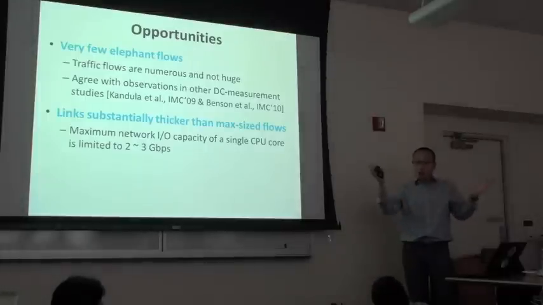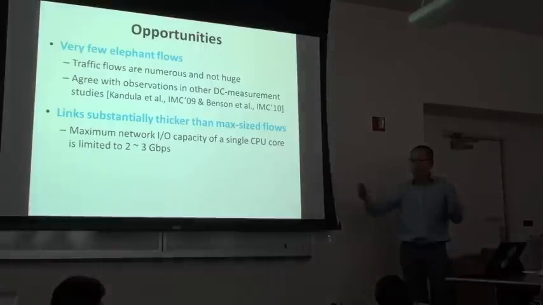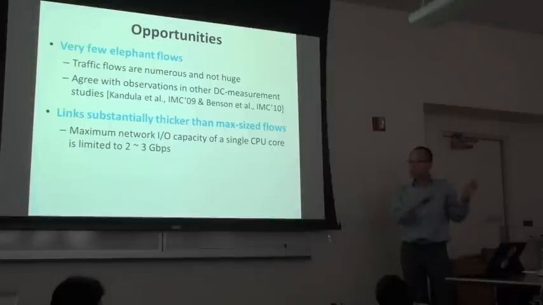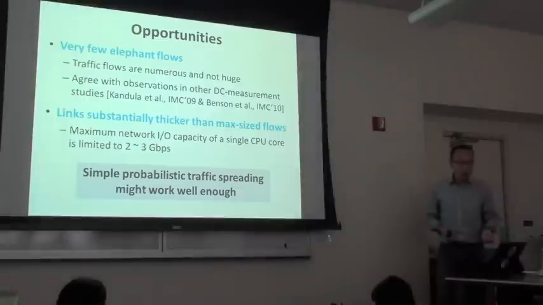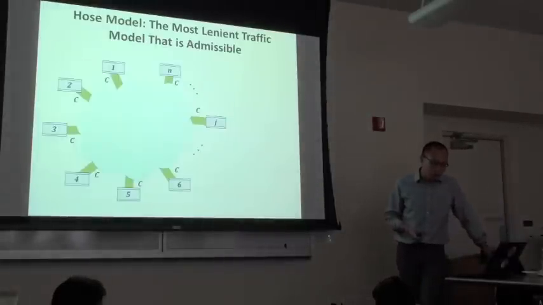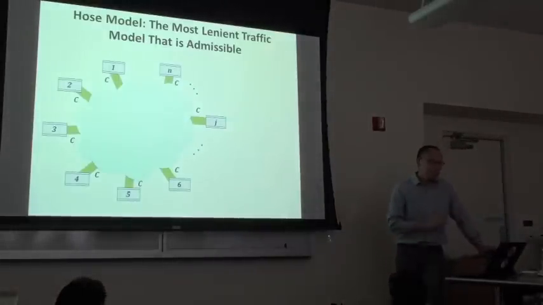When you have a large number of small balls and a small number of relatively large bins, just throwing these balls randomly into these bins might not fall too far behind optimal spreading. So what that means is that simple probabilistic traffic spreading might work well enough in data centers. And we're actually taking advantage of this factor. Now, with these observations in mind, let's move on to the solution space.